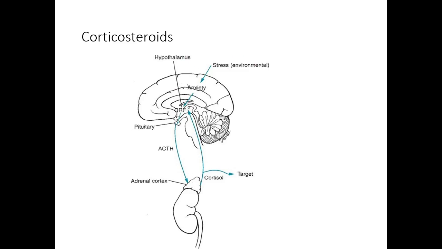So how do the corticosteroids work? Stress can cause corticosteroid release from the cortex of the adrenal gland. This is the adrenal gland, sorry, that's the kidney. ACTH, or adrenocorticotropic hormone, stimulates the adrenal cortex to release corticosteroids. Okay, and these corticosteroids will then go to the target organ.